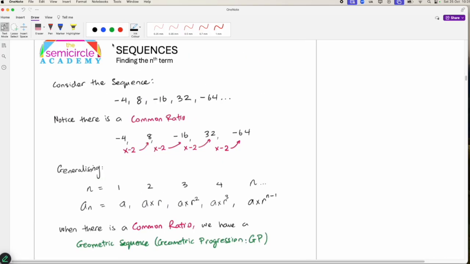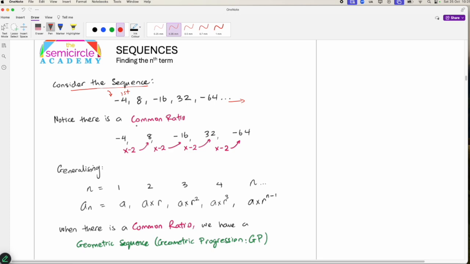Now consider this other sequence. I have -4, 8, -16, 32, -64. Of course, the dots mean it keeps going. Notice there are no dots on this side, so -4 is literally the first term.